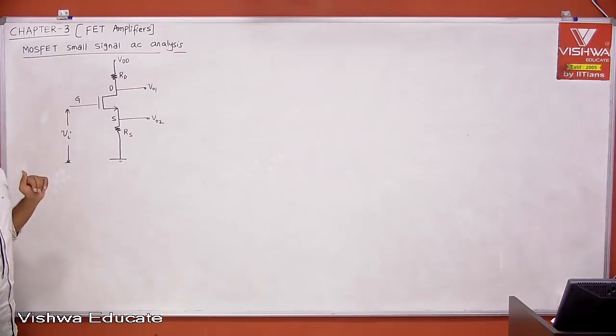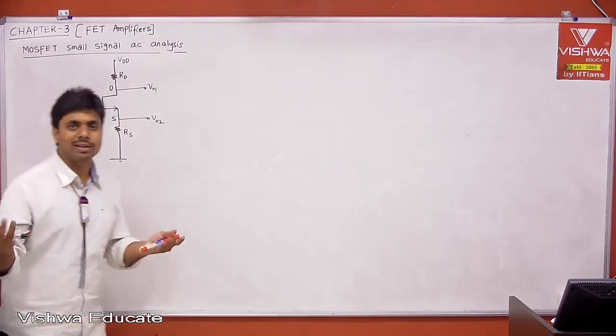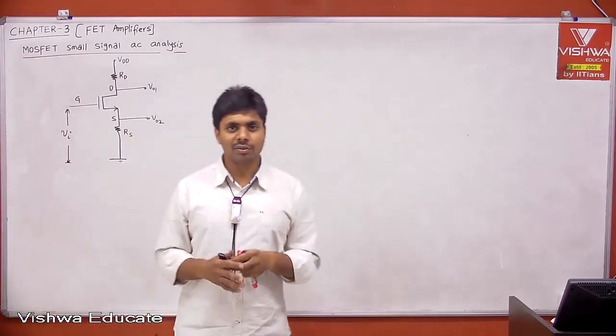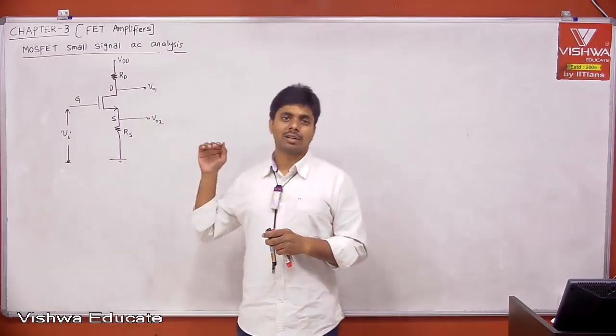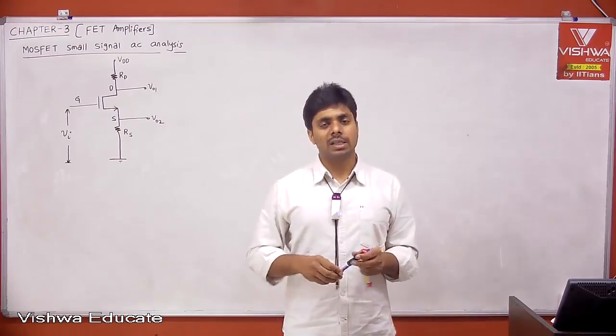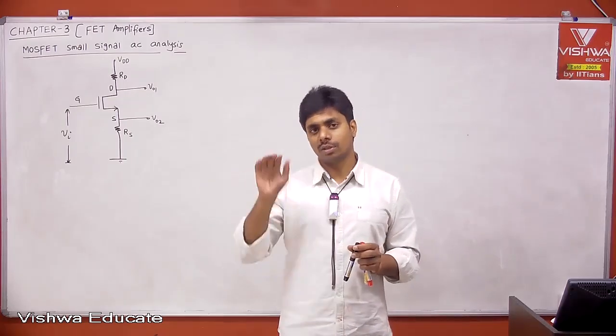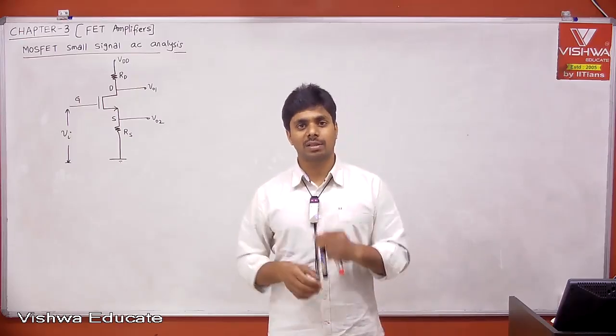Then tell me what is input impedance. Input impedance is infinity. No need to calculate, because input impedance is infinity wherever you are applying input at gate, because the current entering into gate is equal to 0. Unlike BJT, the current entering into base is not 0. There is a current entering into base. That's why it is defined with some input impedance, input resistance.